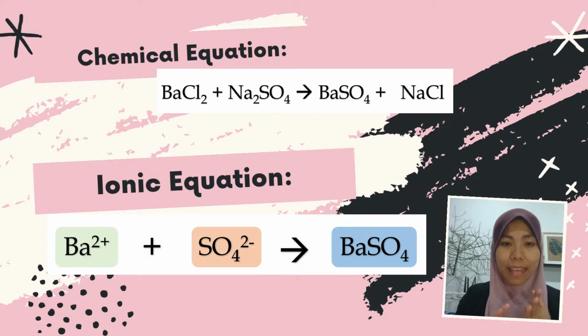Therefore, the net ionic equation for this reaction is barium ion reacts with sulfate ion to produce barium sulfate precipitate.